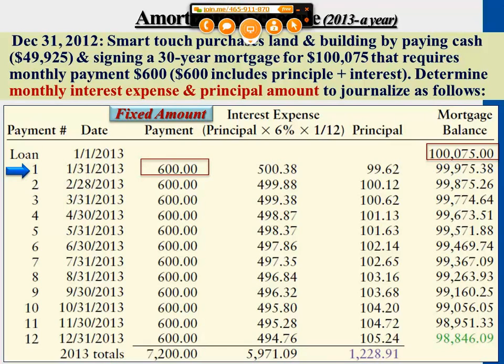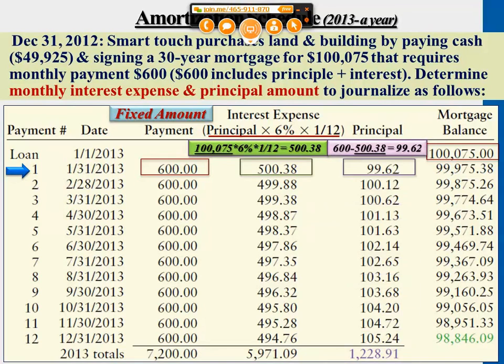So we break down that $600 into $500.38 and $99.62. We get to interest expense by using the green box over there: the full mortgage payment times the interest rate given to you, 6%, times just 1 month over 12. Again, mortgage is paid on a monthly basis, so interest is only accumulated for 1 month. Now the pink box over there, principal amount. You simply get it after you get interest, subtract that from $600. That will give you the principal amount that you're paying.